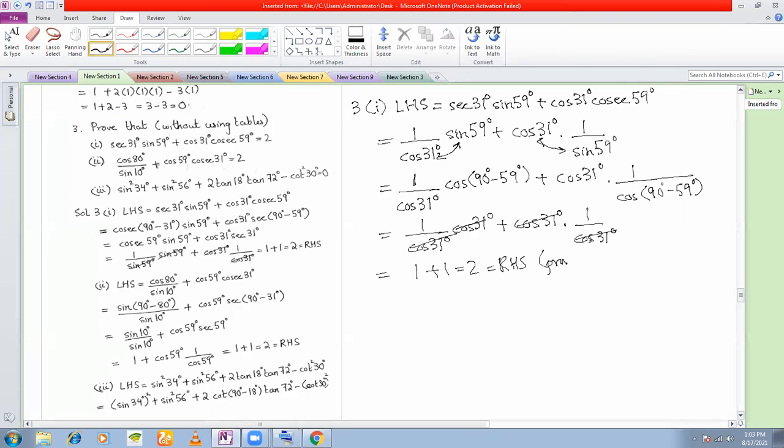You can convert sec to 1 by cos as I have done here, or you can see the way I have done here. What I have done here is I have converted sec to cosec, and then this cosec I have converted to sine. You can do this way also. You can first convert sec to cosec, and then you can convert cosec to sine. Either way it is going to work. Okay.